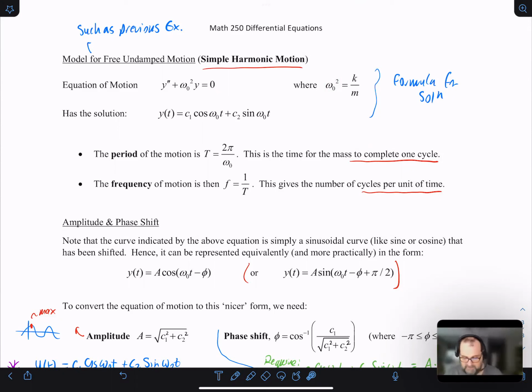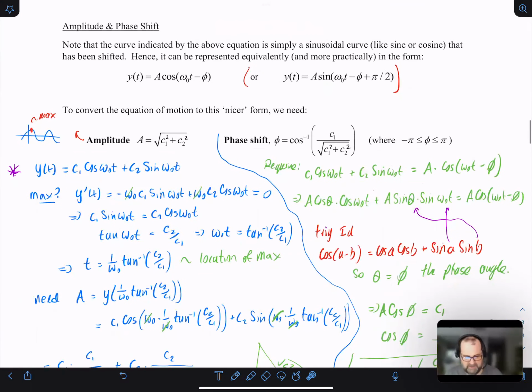The reciprocal of the period basically gives you how many cycles there are per unit of time. You might see these asked for, but they're just a little formula. Probably more importantly for us to look at is the concept of amplitude and phase shift.